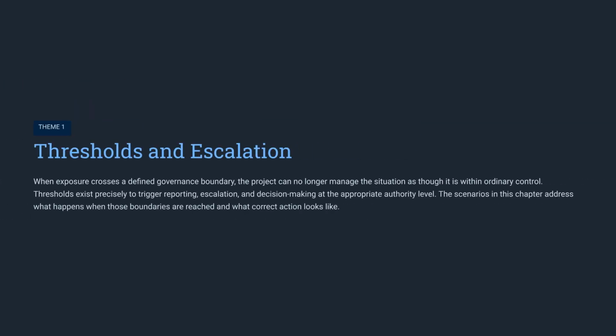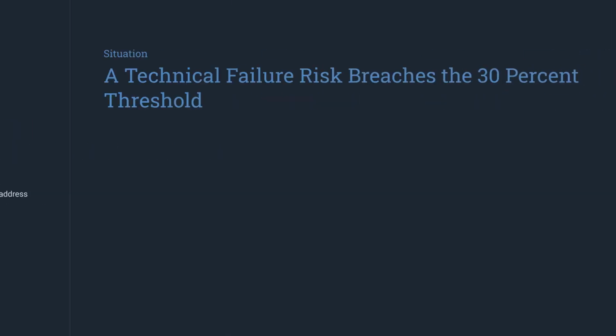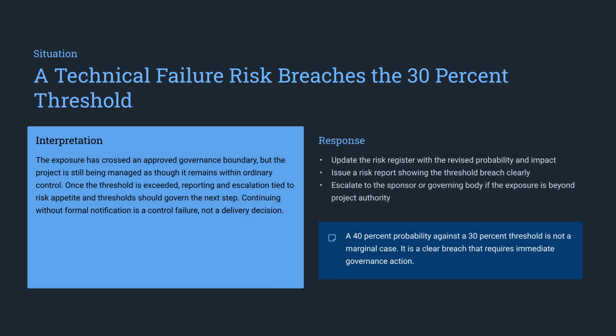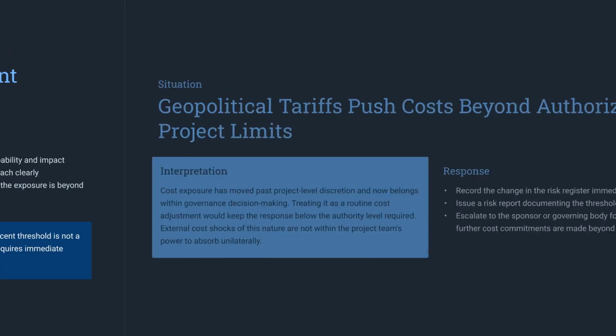Our first theme is thresholds and escalation. When a project's exposure exceeds predefined governance boundaries, it can no longer be managed as routine, requiring formal reporting and escalation. Consider a situation where a technical failure risk breaches a 30% threshold. This is a control failure, not a delivery decision. The response must include updating the register and escalating to the sponsor.